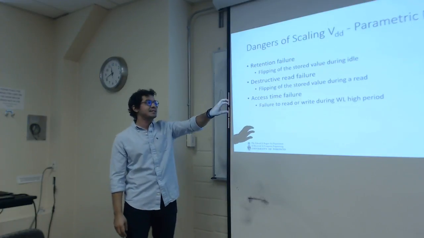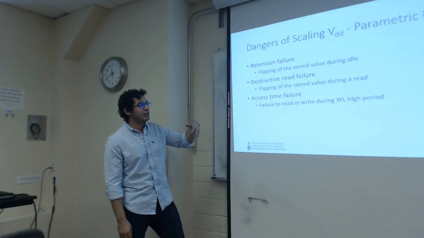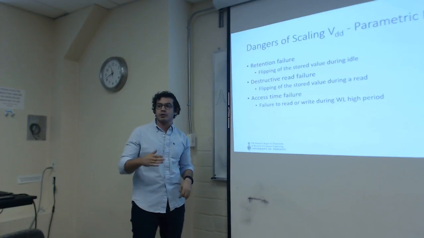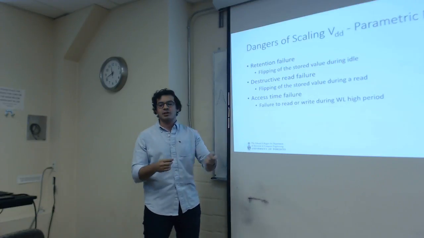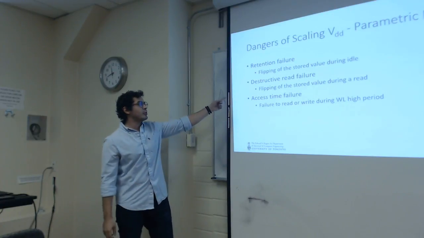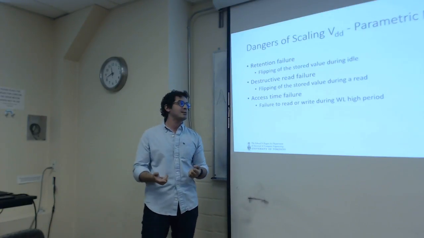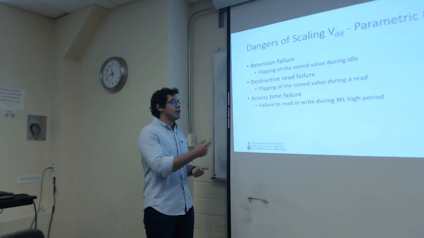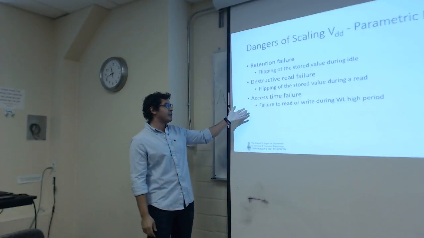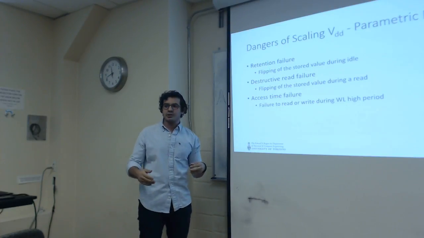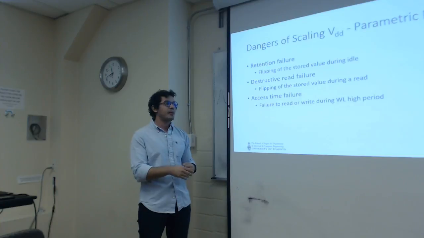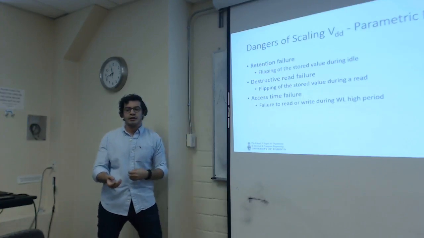So looking at the SRAM cell itself, you can have multiple failures that are grouped under the name of parametric failures. These failures include retention failure, where you're scaling the supply voltage so much that the SRAM cell could no longer retain the same value. It would flip the cell. The other type of failure is a destructive read failure, where you're trying to read the SRAM cell, but because the supply voltage is too low, you would flip the information stored in that SRAM cell. The third type of failure is an access time failure, where your supply voltage cannot handle the clock frequency you're providing to the BRAM, and you'd end up not being able to read or write the SRAM cell itself.